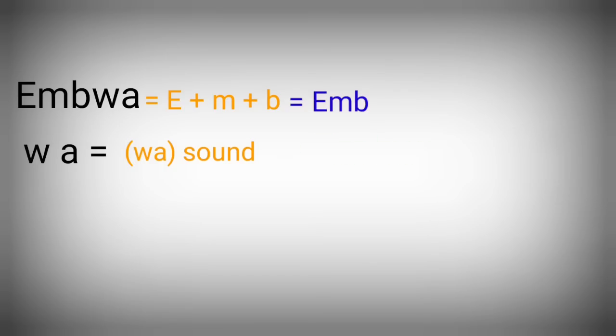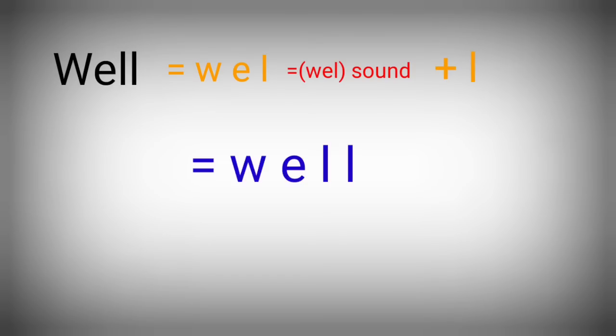Okay, let's proceed. Well. First three letters W, E, L. Vowel letter E. E is pronounced as A, forming wel. Add on the remaining letter, and it's well.